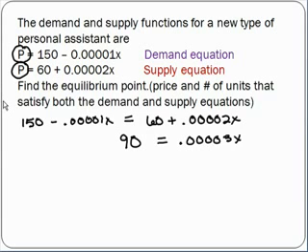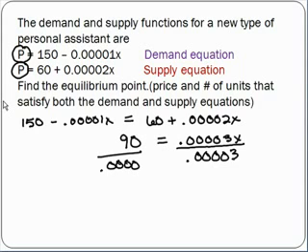And now you just have to divide by this decimal here. We're dividing both sides by this decimal. And so for x then, you would get 3 million. So you could sell 3 million of these units, whatever they happen to be.